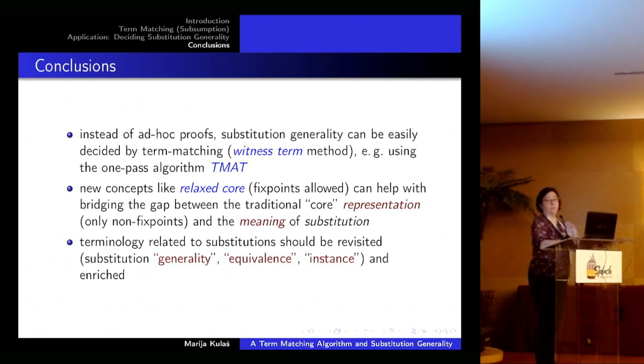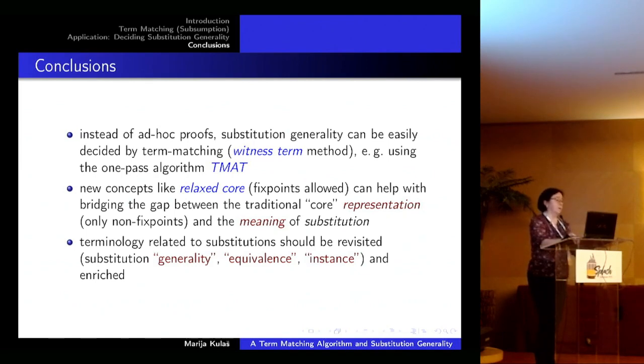So my conclusions on the last slide. Instead of ad hoc proof, substitution generality can be easily decided by term matching, reduced to term matching. New concepts like relaxed core, where fixed points are allowed, can help with bridging the gap between the traditional core representation and the meaning of substitution, which is defined everywhere, right? We cannot just ignore a big part of a function and expect that the rest will take care of all the needs and behave intuitively. So that's just the problem here, right?